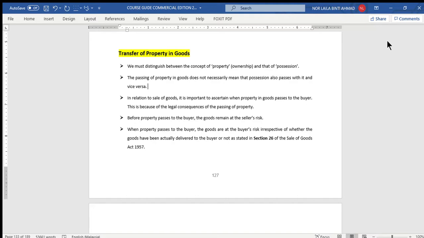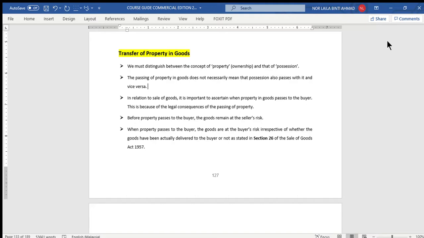Right, so the learning outcomes for today is that at the end of the lessons, you are able to distinguish between the concept of property, ownership, and that of possession. Second, you are able to discuss the methods on how to transfer of property in goods in order to determine the risk. Alright, now let's start.